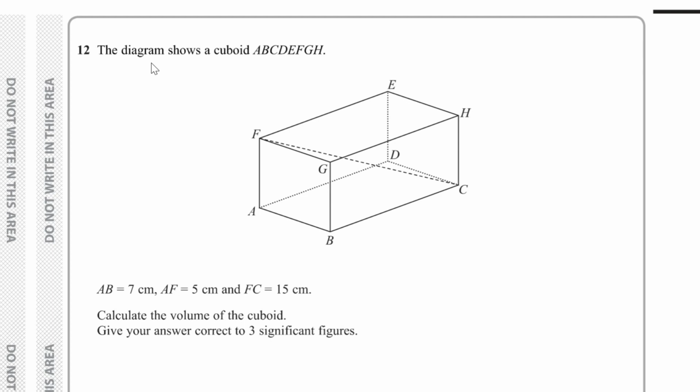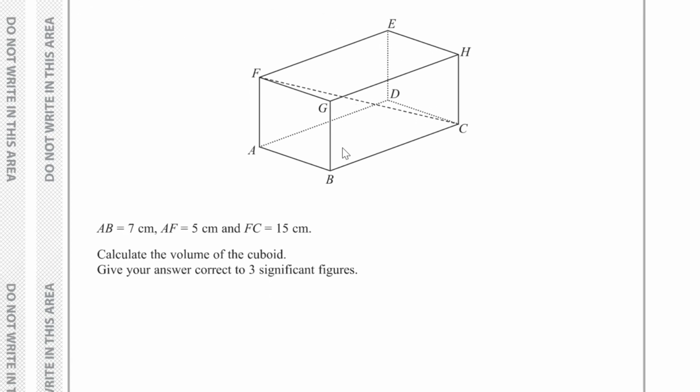Question 12. The diagram shows a cuboid ABCDEFGH. That's what we see here. AB is equal to 7 centimeters. Let's write all these lengths down. So here we've got 7 centimeters. Then we've got AF, which is 5 centimeters.